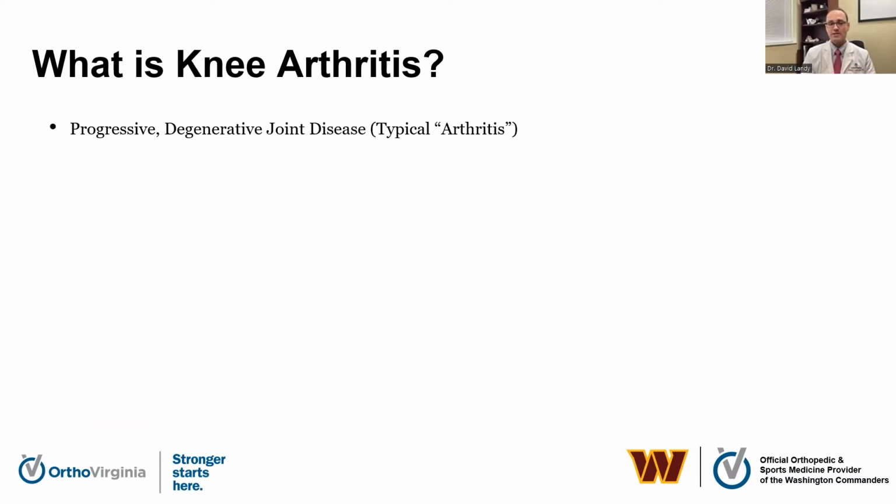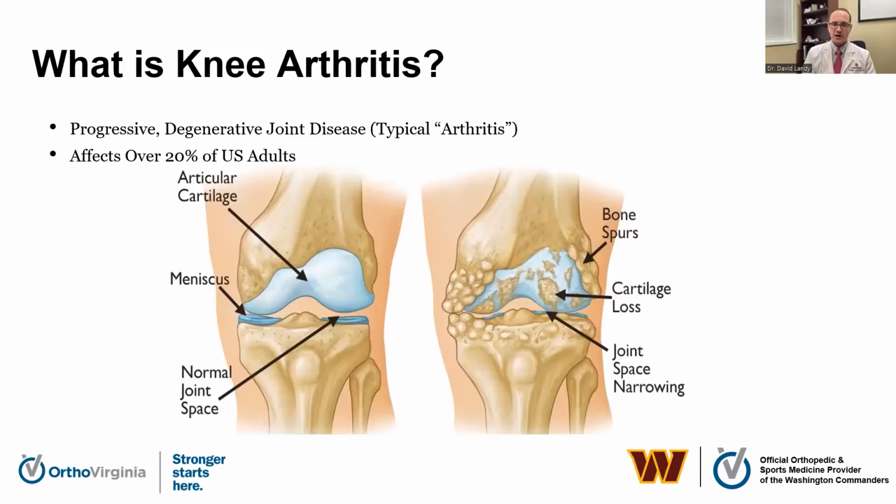So what's knee arthritis? Well, it's a progressive degenerative joint disease, typically just called arthritis. Another term for it is osteoarthritis. It affects over 20% of US adults. And here's a diagram. Again, right here, you see that the cartilage, that cushioning for the knee, has been lost on the right side. As the bone is no longer protected by that cushioning, it starts to see unusual or increased forces. Then you see pathologic changes such as bone spurs, and eventually you can even start to see some deformity in the knee.